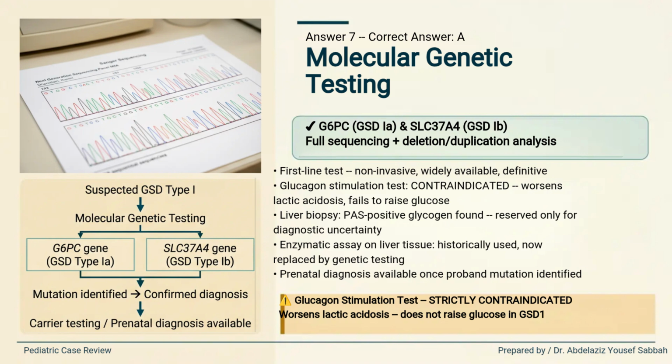It is non-invasive, widely available, and definitive, and once the mutation is identified, it also allows carrier testing and prenatal diagnosis. The glucagon stimulation test is strictly contraindicated because it worsens lactic acidosis and fails to raise glucose in this disease. Liver biopsy would show periodic acid Schiff positive glycogen, but it is now reserved only for cases of diagnostic uncertainty. Enzymatic assay on liver tissue was used historically, but it has been replaced by genetic testing.